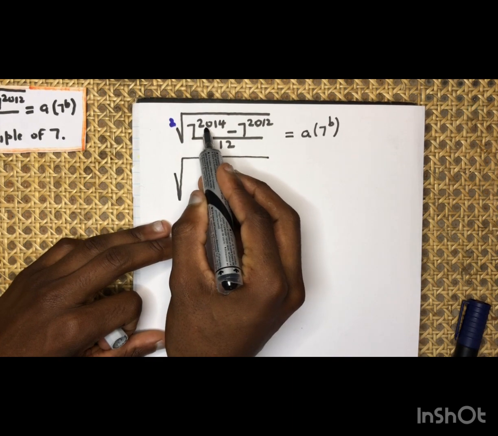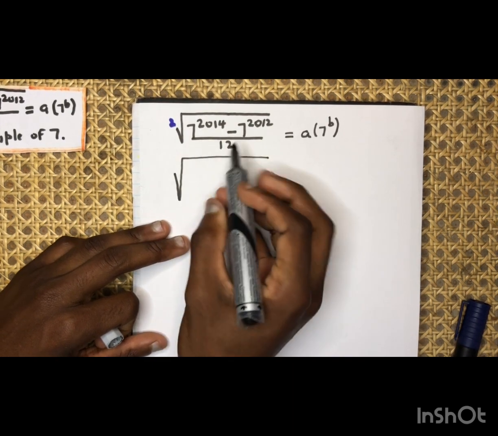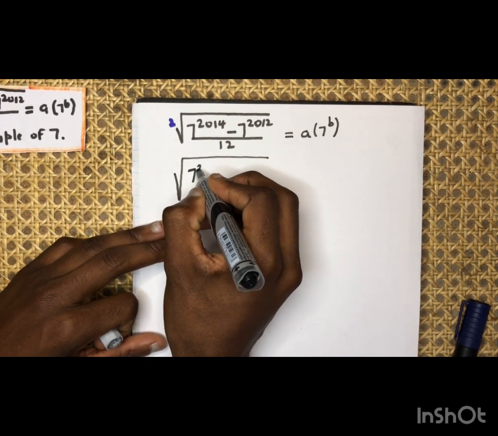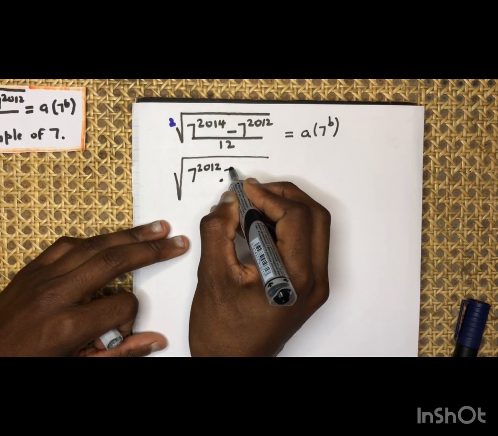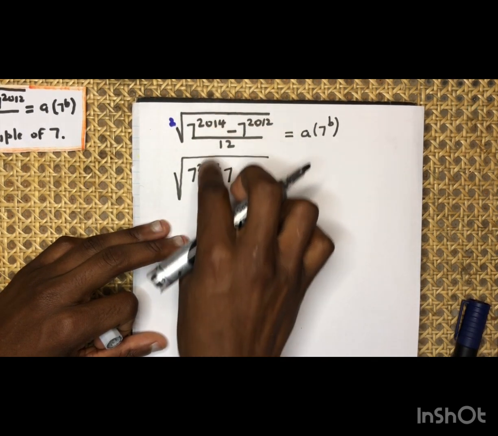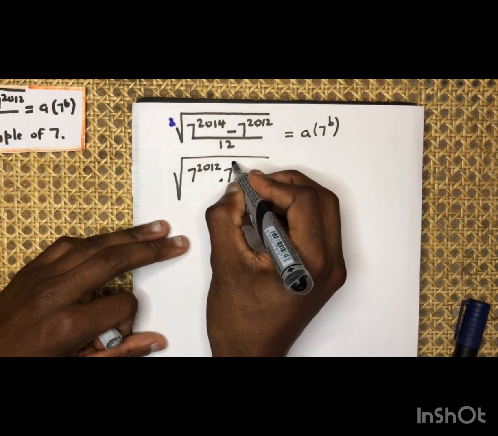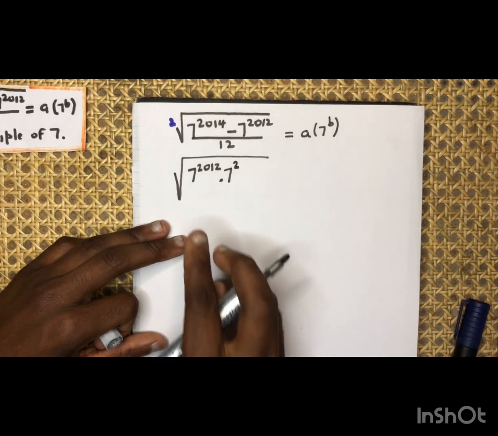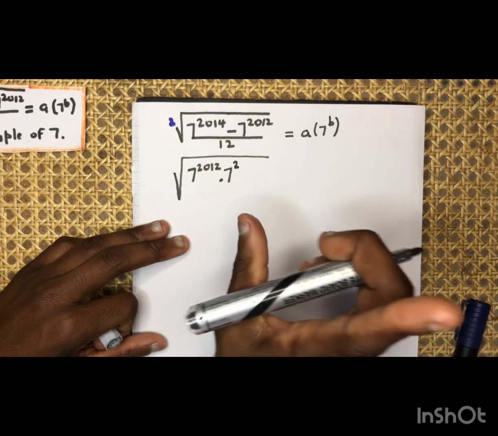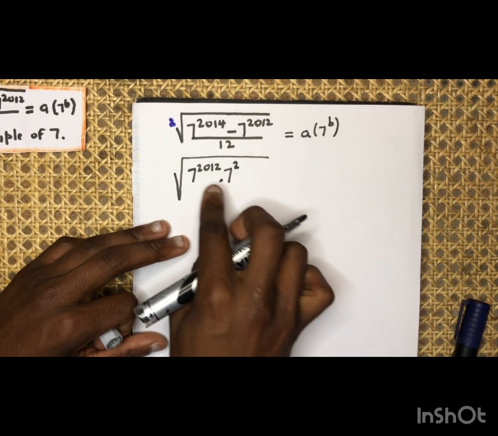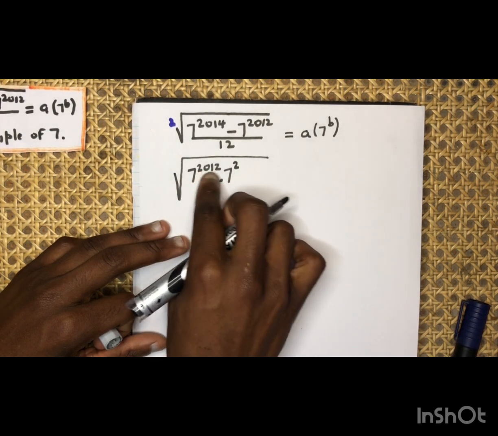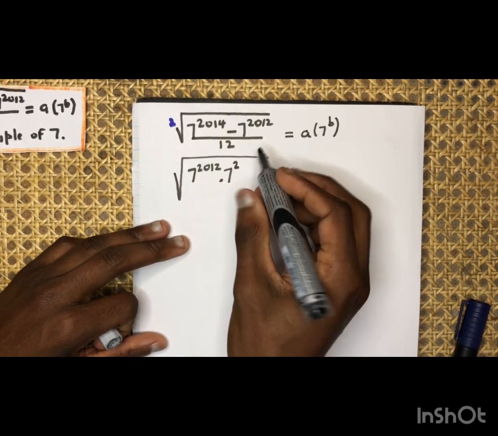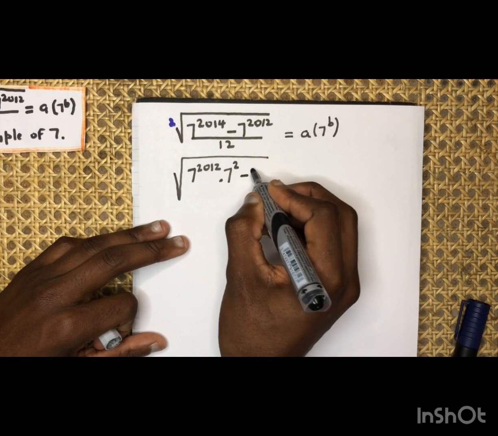Remember, we have 7 to the power 2014. I can break this one to be 7 to 2012 times 7, because I want to take out the common factor. Remember, 2014 minus 2012, we get what here? We get 2, because the bases are the same. According to law number 1 of the laws of exponents, when the bases are the same, you take one base and add the exponents. So if you say 2012 plus 2, you're still going to get 2014.